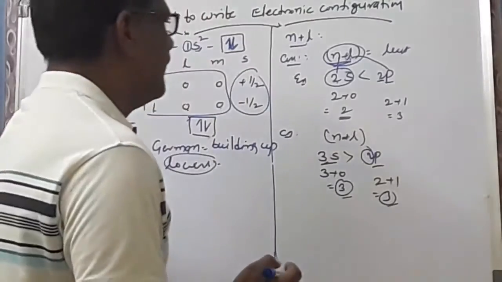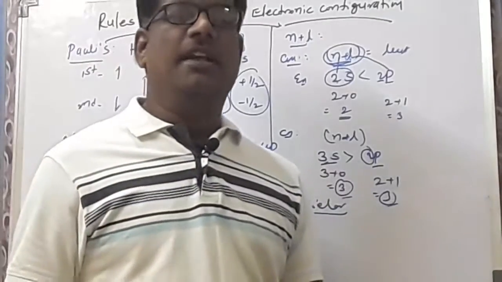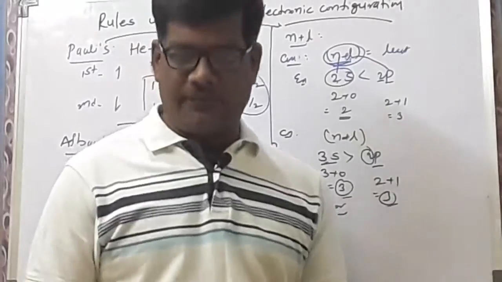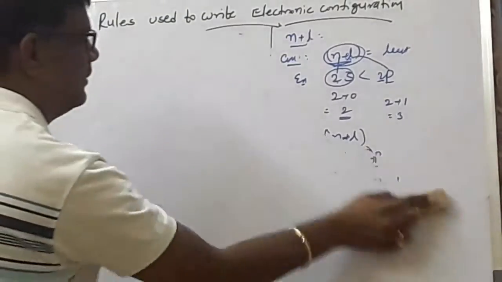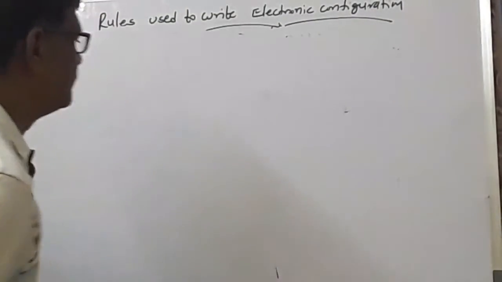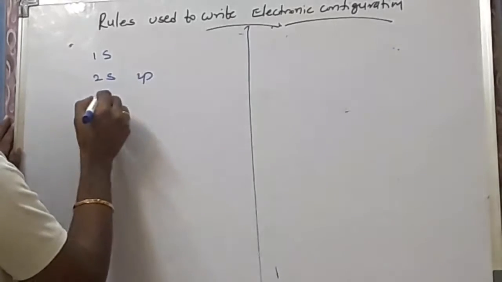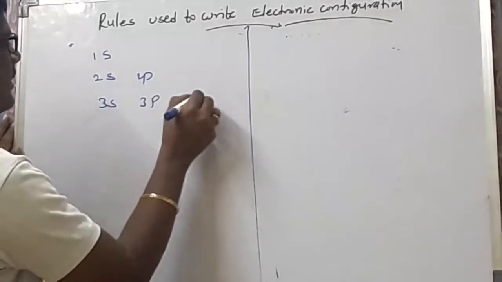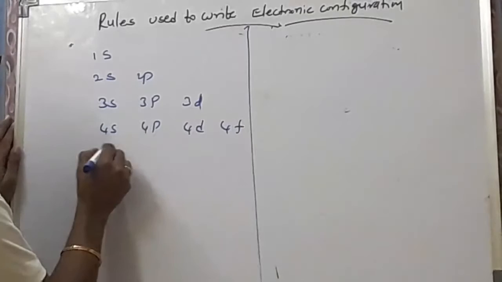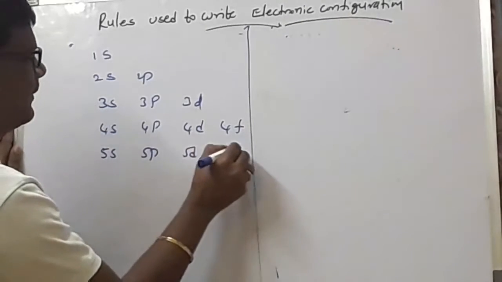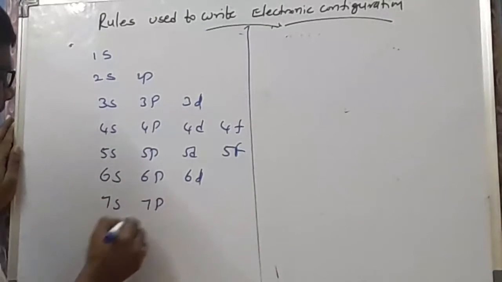How will we calculate? We have one diagram which is called the Aufbau diagram. The diagram is also useful in the calculation of the energies present in the different orbitals. Let us take the diagram: 1s, 2s, 2p, 3s, 3p, 3d, because the third shell will have d, then 4s, 4p, 4d, 4f, 5s, 5p, 5d, 5f, 6s, 6p, 6d, 7s, 7p, 8s.